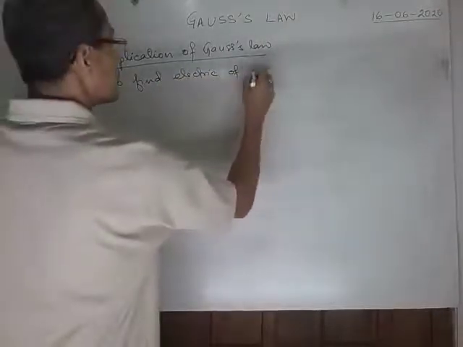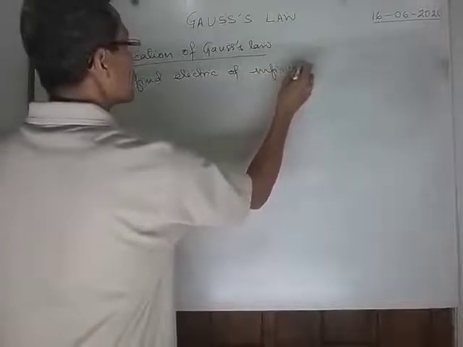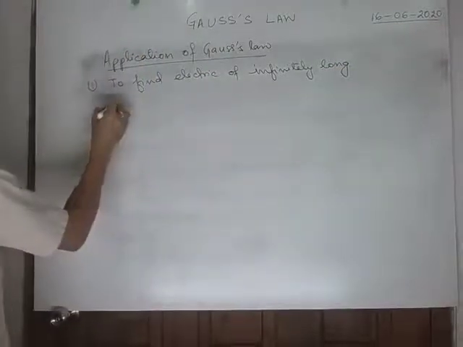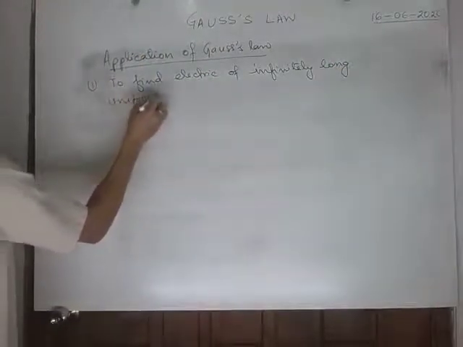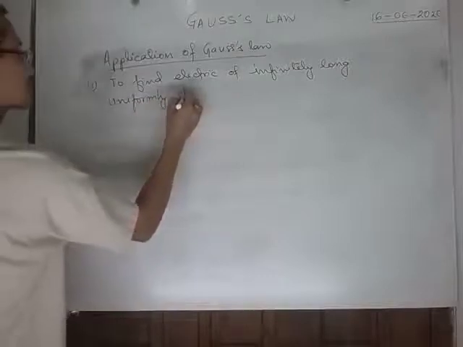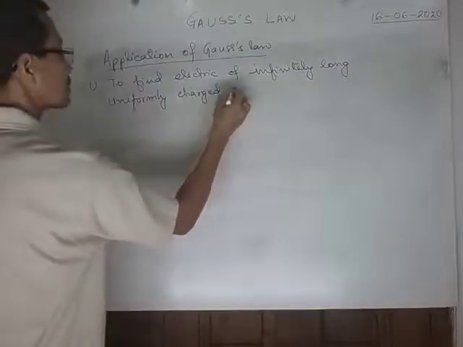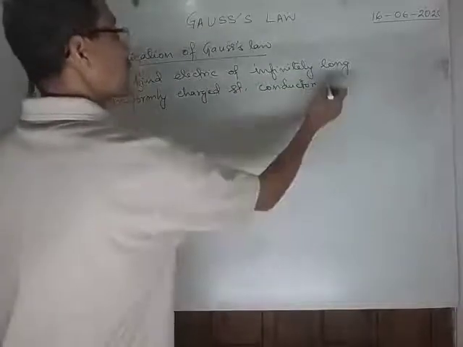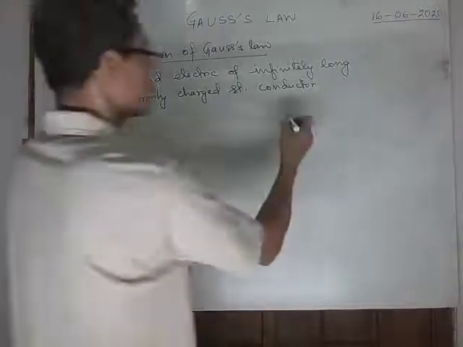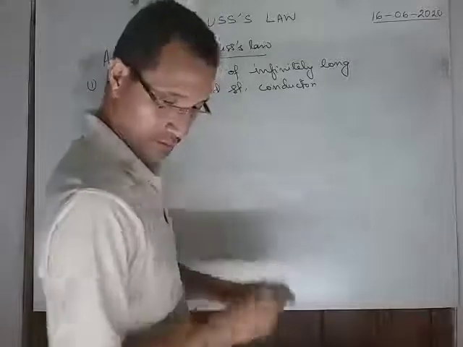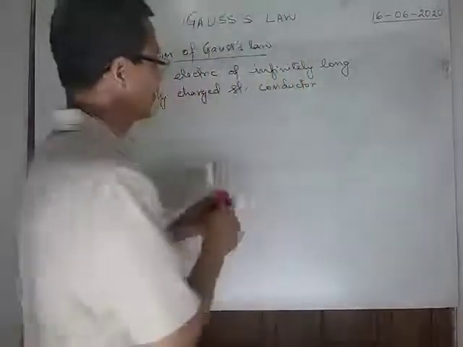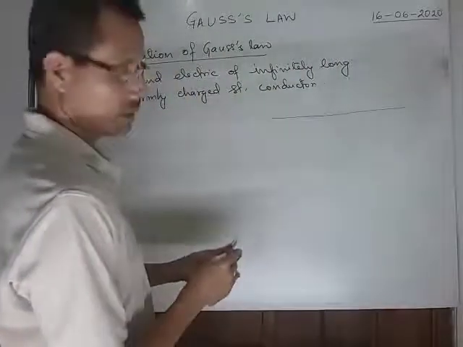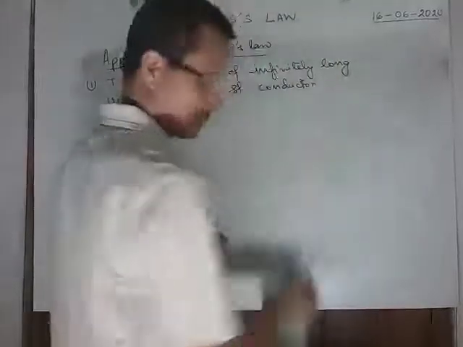of an infinitely long uniformly charged straight conductor, just like a wire. So suppose your infinitely long uniformly charged straight conductor is here like this in the form of wire.